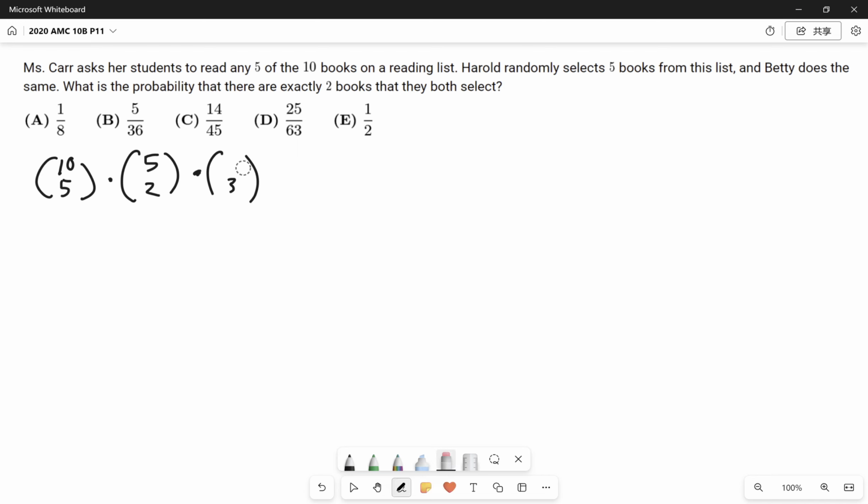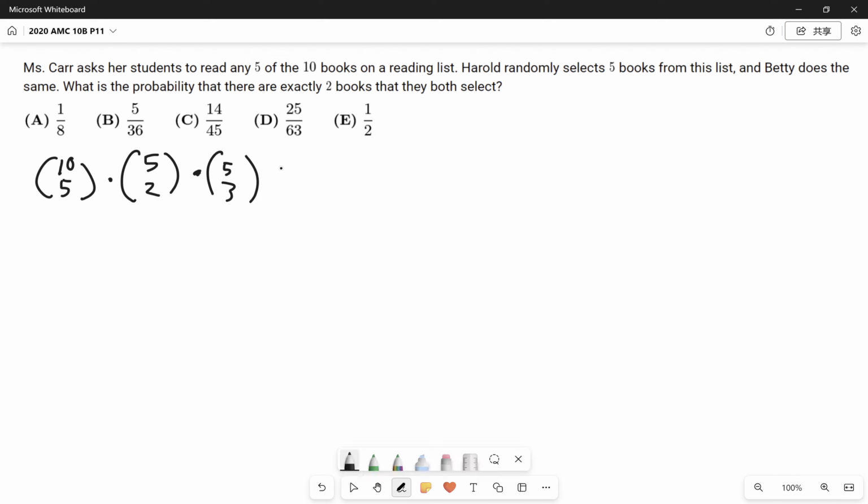So actually, no, wait. She has a choice out of 5 choose 3 books for the other 3. The reason is that we already have 5 books chosen by Harold, and we have 2 books in common already. If Betty chooses any other of her 3 books from Harold's 5 books, then there will be 3 or 4 or even 5 books in common between Harold and Betty's lists. That's not our requirement. So we can only choose from the 5 books which aren't chosen by Harold.